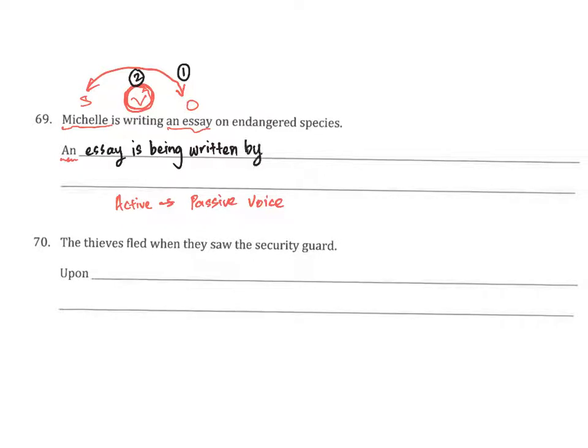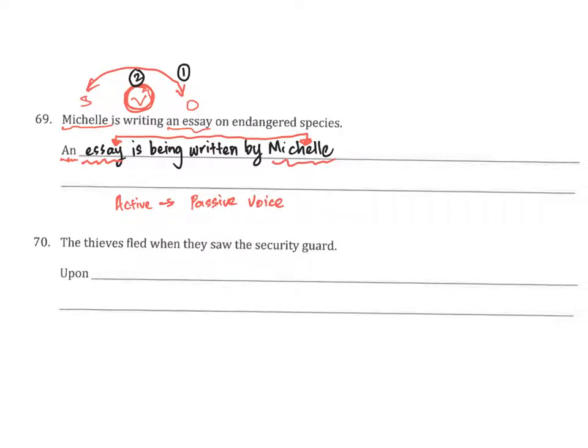by Michelle, right? So you can see here very clearly that the essay and Michelle have switched places. One has gone to the back, the other has come to the front. Michelle, the subject, now at the back. Essay, the object, now in front. Okay, so done. Very good. Let's move on. An essay is being written by Michelle.